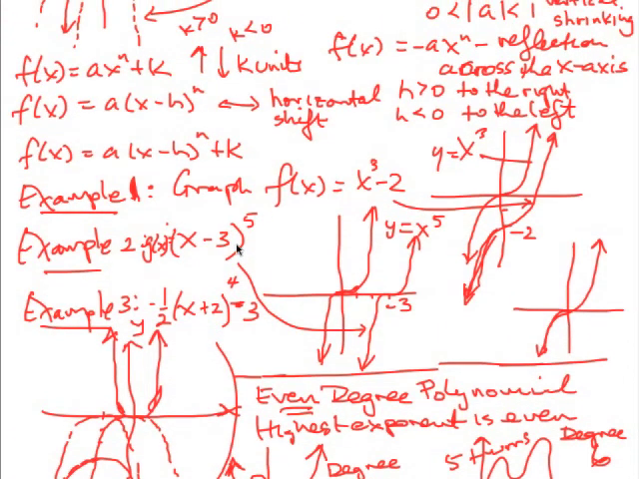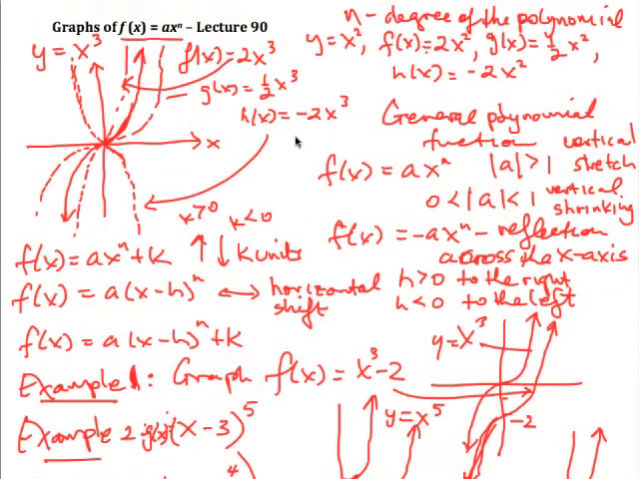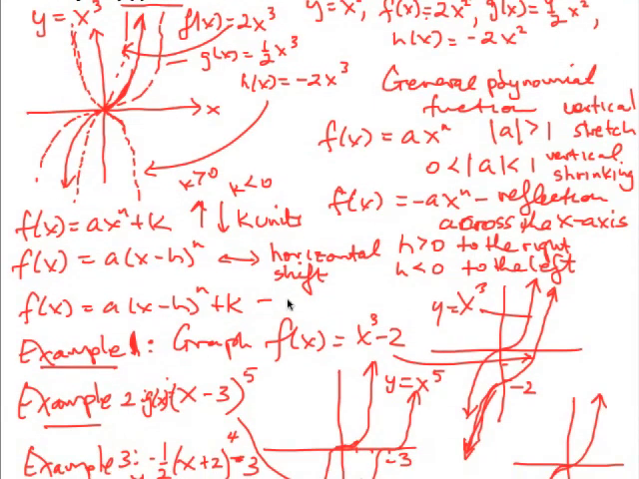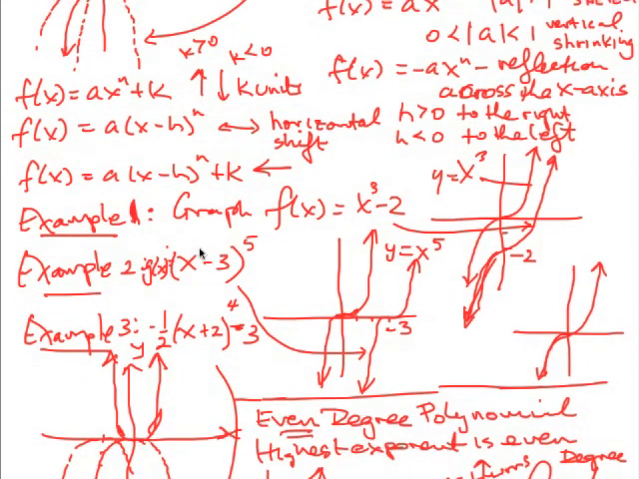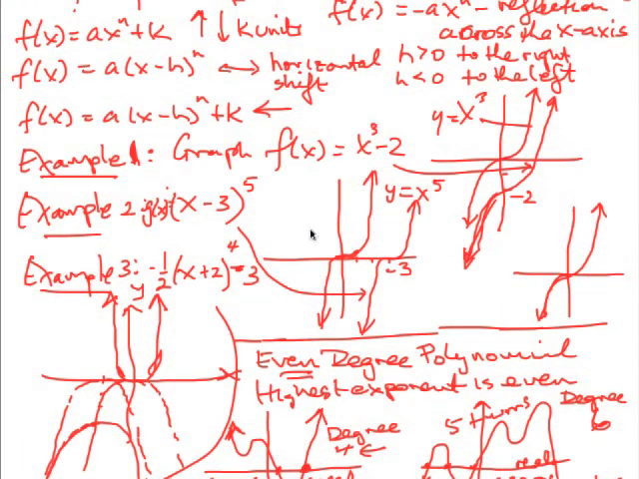Alright, so that's a brief introduction to graphing general polynomials of n degree, and of course our transformations still all work the same. And now of course we're talking about odd degree polynomials and even degree polynomials, and in the next lecture we're going to talk about how the odd and even degree will affect the end behavior of the polynomial.